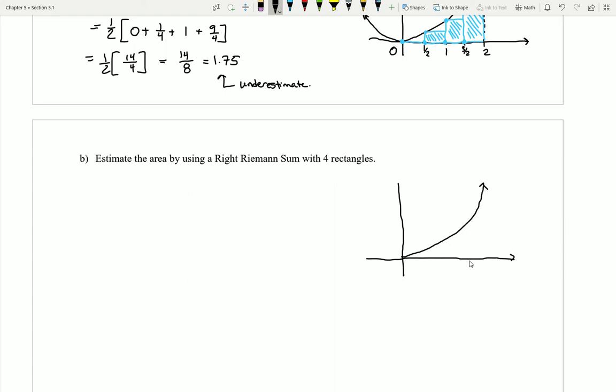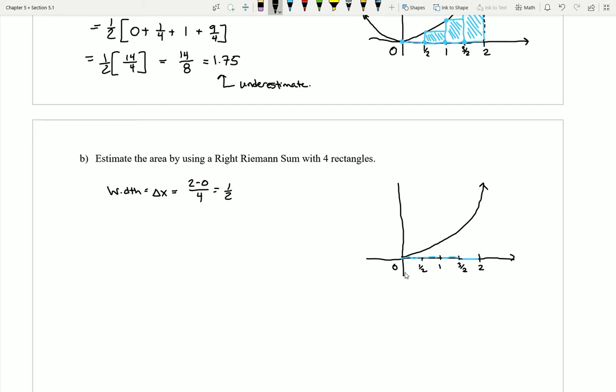So let's suppose again that I have 2 maybe sitting out right here. If I'm going to be working with 4 rectangles again, I can kind of know already where they're going to be. I'm going to have a rectangle that stretches from 0 to 1/2, just like up above, 1/2 to 1, 1 to 3/2, and 3/2 to 2. So again, the width here hasn't changed at all. The width here, or my value of delta x, is still going to be the length of my interval over the number of rectangles. It's still 1/2.